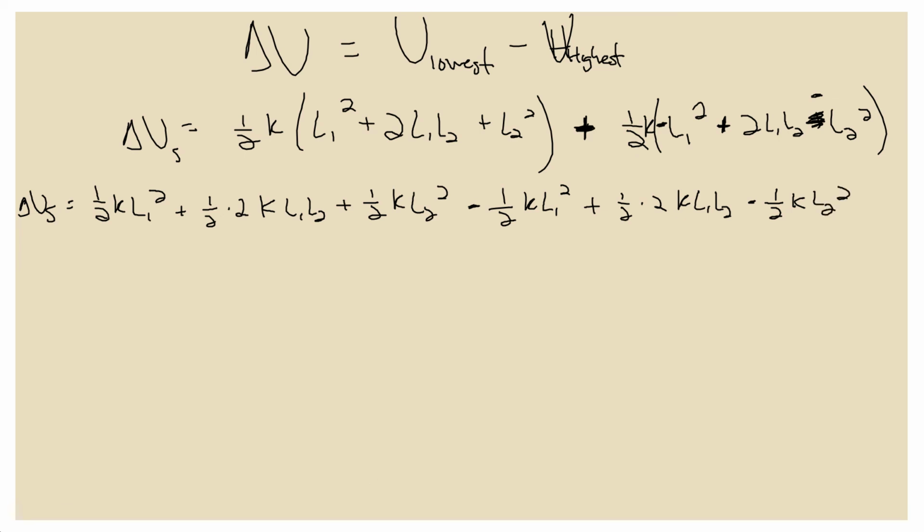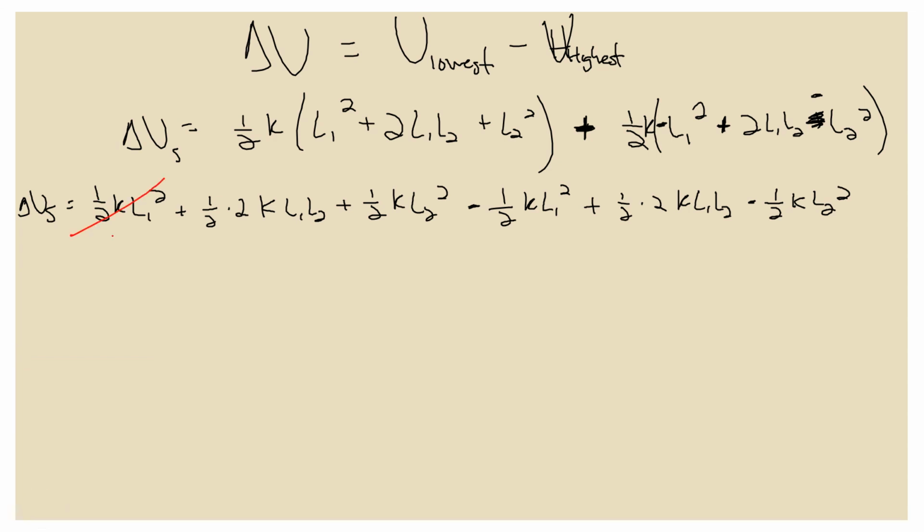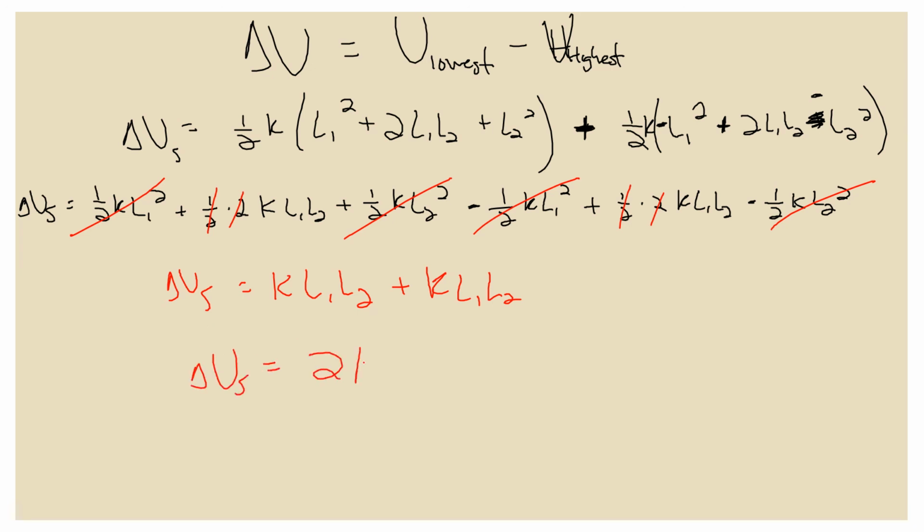Now I can take out my red pen because I've got some modifications to make, some cancellations. I got a 1/2 k L1 squared, and I got a negative 1/2 k L1 squared. I got a 1/2 k L2 squared, and I got a negative 1/2 k L2 squared. I've got a 1/2 and a 2, and I've got a 1/2 and a 2. And so here, the change in the spring potential is equal to k L1 L2 plus k L1 L2. And that ends up making the answer, the change in the spring potential, 2k L1 L2.